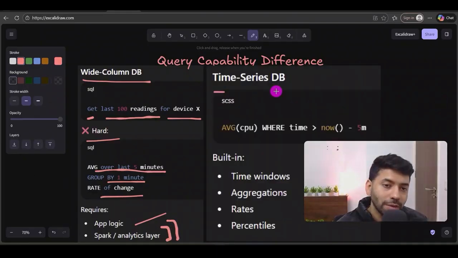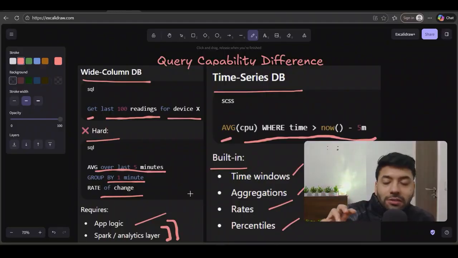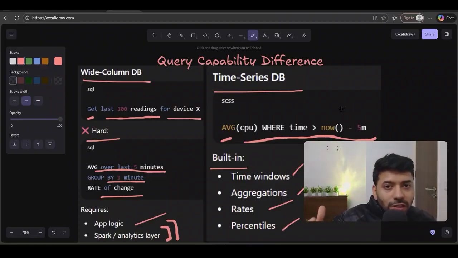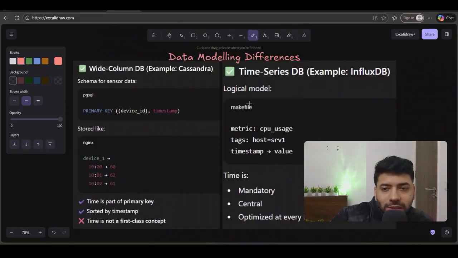Next, if we discuss the time series database, if we make a query like average CPU where time is greater than current time minus 5 minutes, then it's easy for a time series database as it has built-in time windows, aggregations, rates, and percentiles. So many of the things related to time are already built in. So it's quite easy for a time series database to give the result of such queries, right? So these are the differences between the wide column database and the time series database.